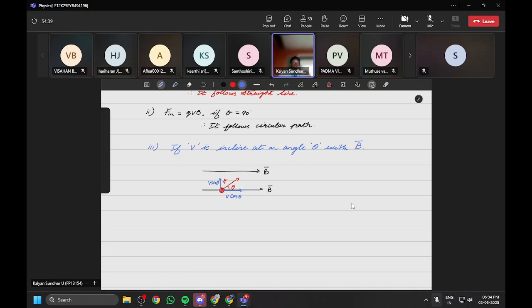What about V cos theta? How many degrees does it make with the magnetic field? 0 degree. Then what path will it follow? Altogether, there will be a combination of a circular path as well as a straight line. While making a circle, it keeps on traveling adjacent to it. It's not a complete circle. So the path followed by this will be of your ellipse. This is what we call the helical path.